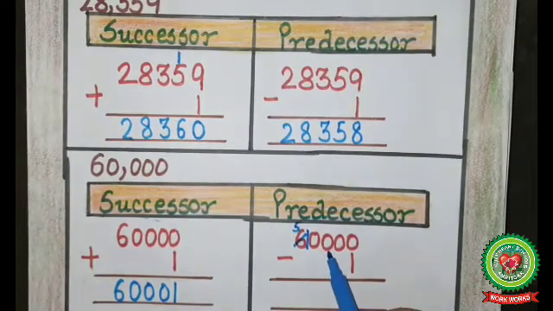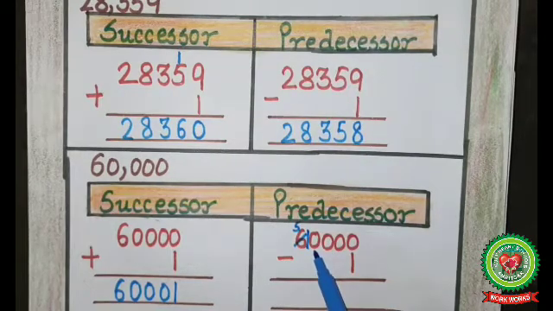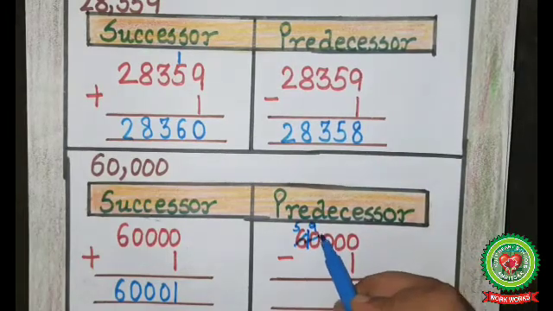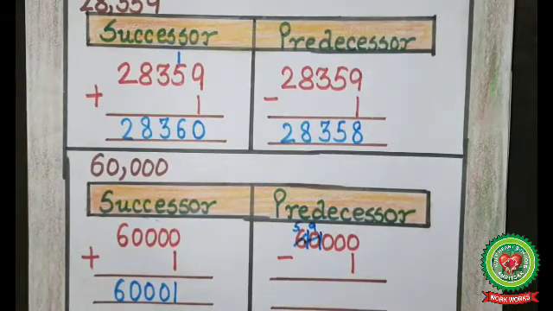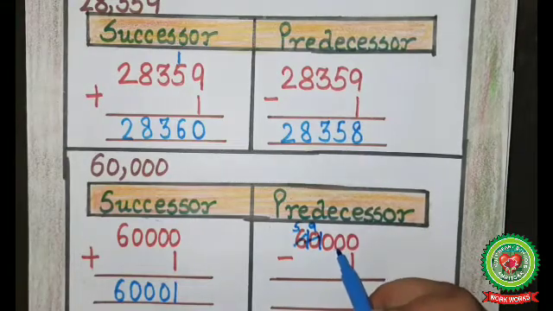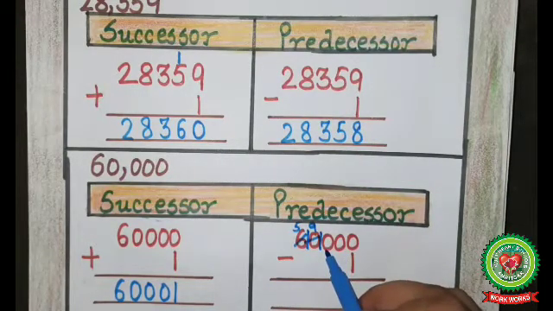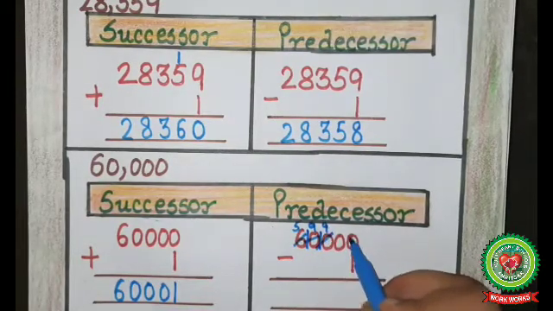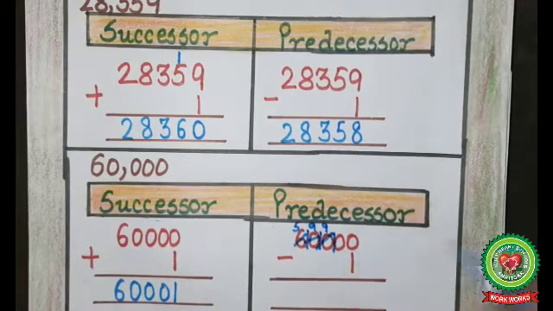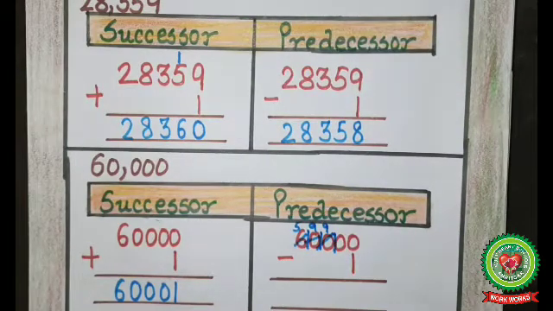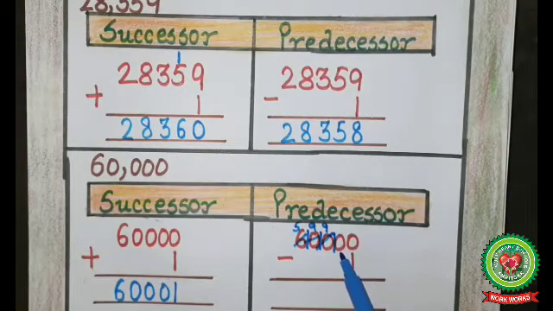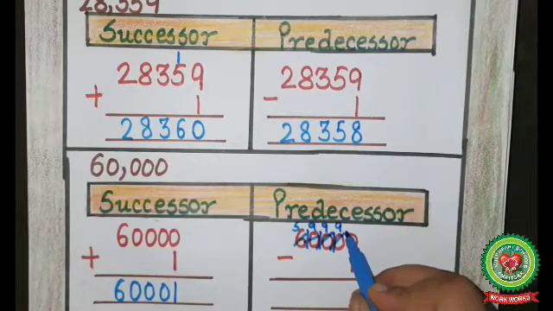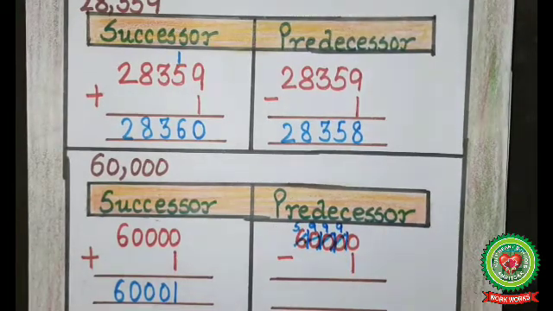Now this 0 will borrow from 10. 10 will become 9 and this 0 will become 10. Again this 0 will borrow from this 10. This 10 will become 9 and this 0 will become 10. Now this 0 will borrow from this 10. This 10 will become 9 and this 0 will become 10.